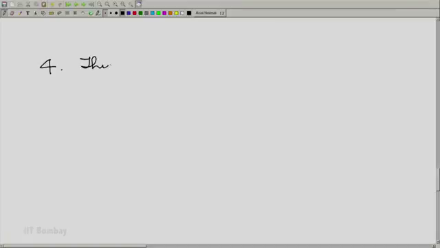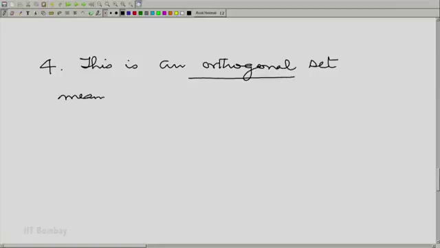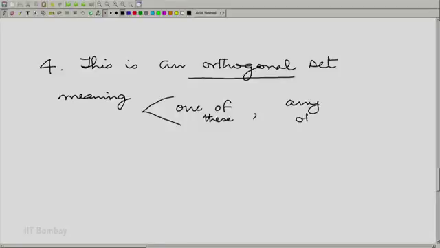Now, what we also saw was that all these sinusoids are orthogonal, meaning if I take the dot product of one of these with any other, it is equal to 0. In fact, we proved that last time.